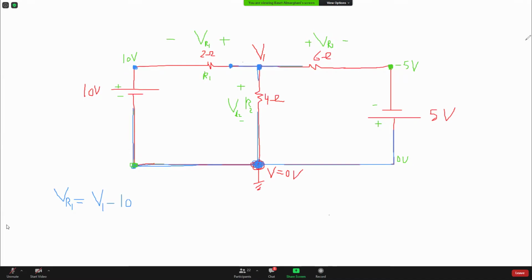We don't have to get the numbers. The voltage at this side, we don't know it. We called it V1. At this node, the voltage is V1. At this node, the voltage is 10. So VR1 is V1 minus 10. What about VR2? What is the voltage at this side of the resistance, the positive?